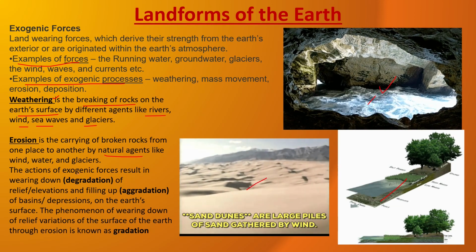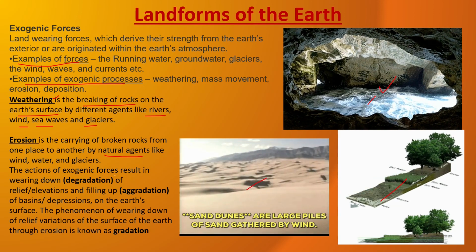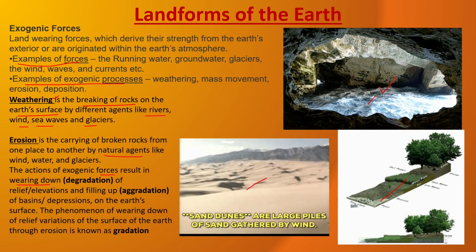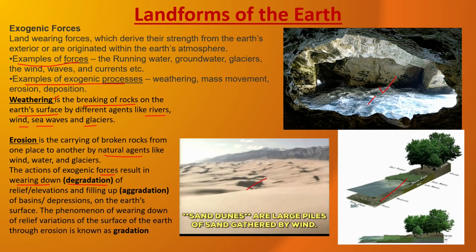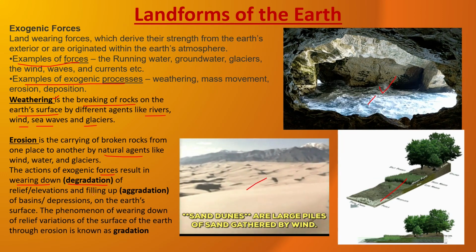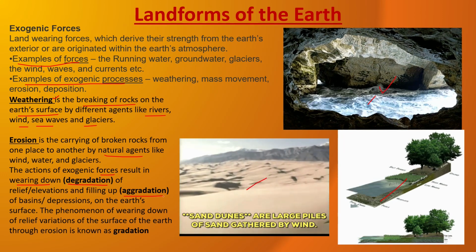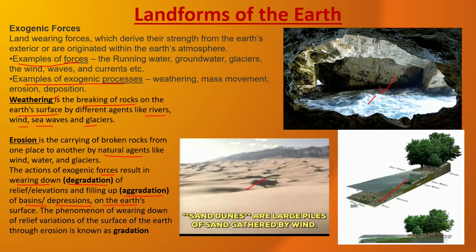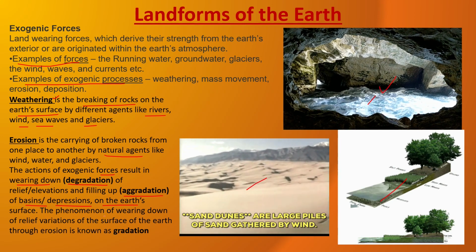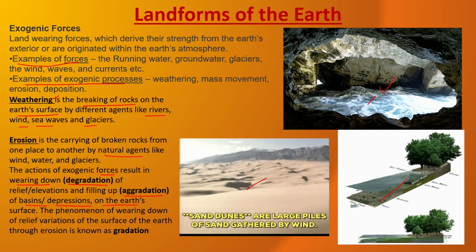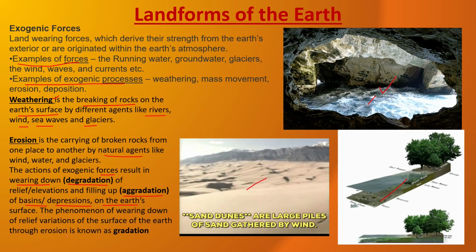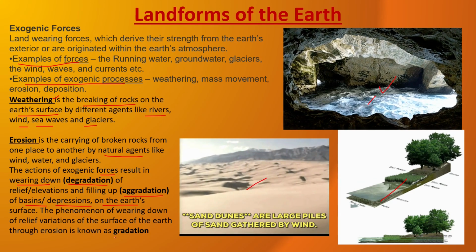The actions of exogenic forces result in wearing down, that is the degradation of relief elevations, and filling up, aggradation, of basins and depressions on the Earth's surface. The phenomenon of wearing down of relief variations on the surface of the Earth through erosion is known as gradation.